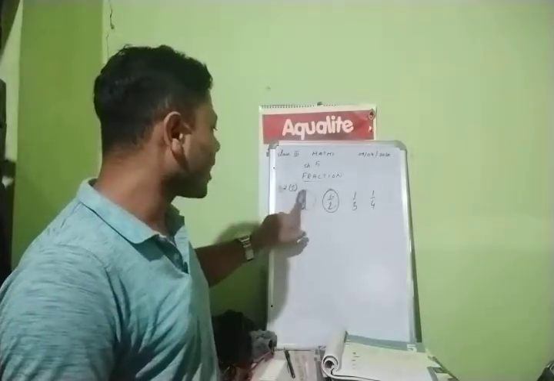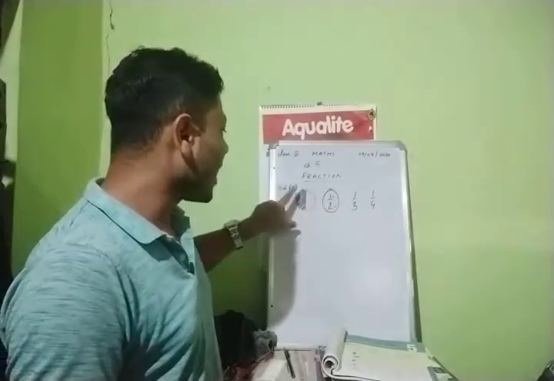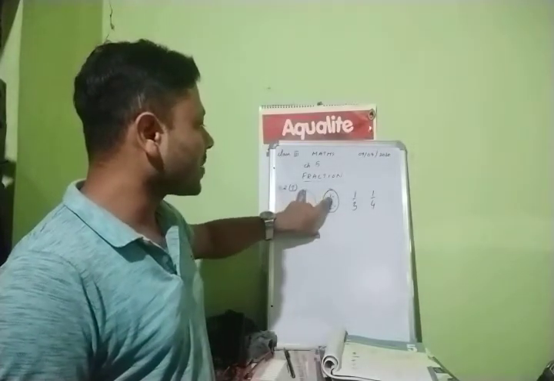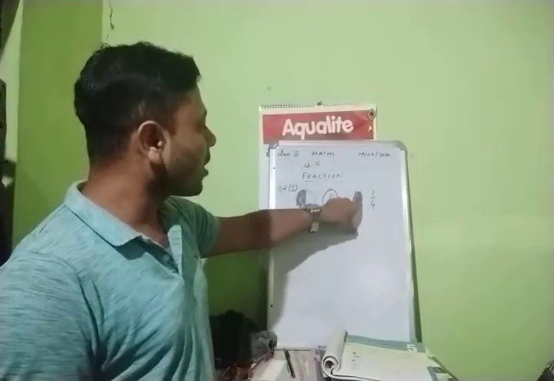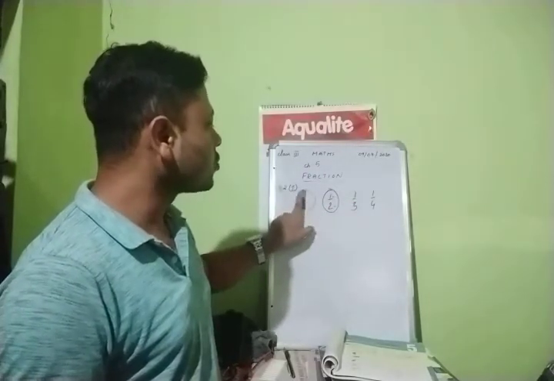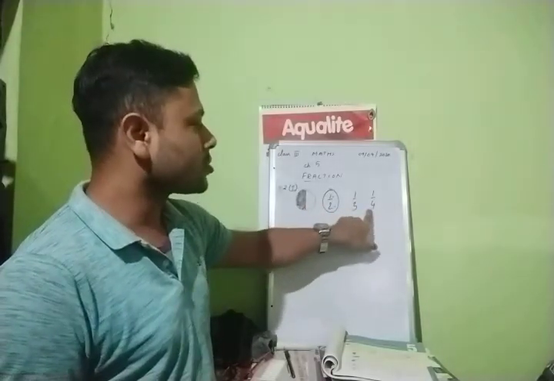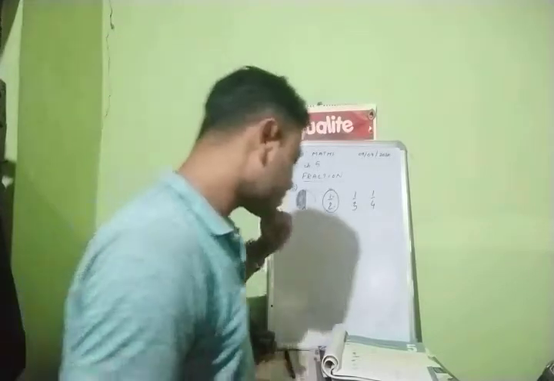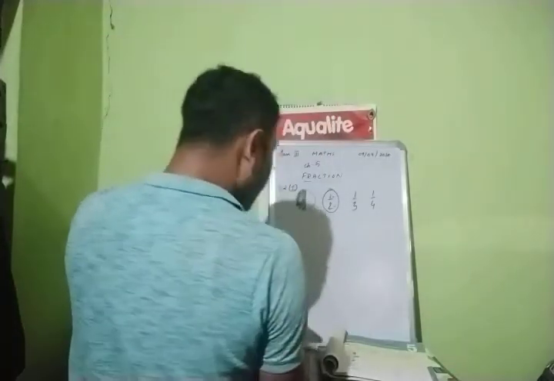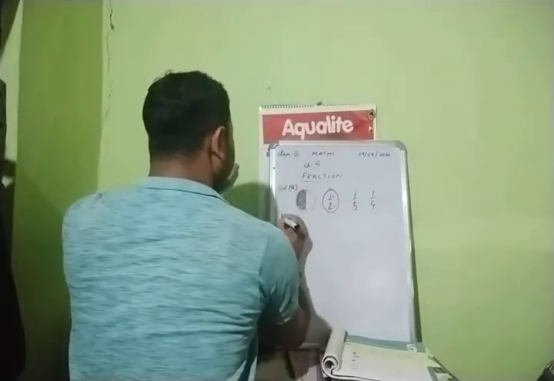See, how many parts were there? 1, 2. So 2. Right? Then how many parts shaded? 1 part. So this will be our answer. Now if we go to this option number 2, 1 by 3. How many parts are there? 2. So 3, wrong. 4, also wrong. So which is correct? 1 by 2. Right? Okay. Now question number B. Sorry, this was question number A. Right children? Now we will do question number B.